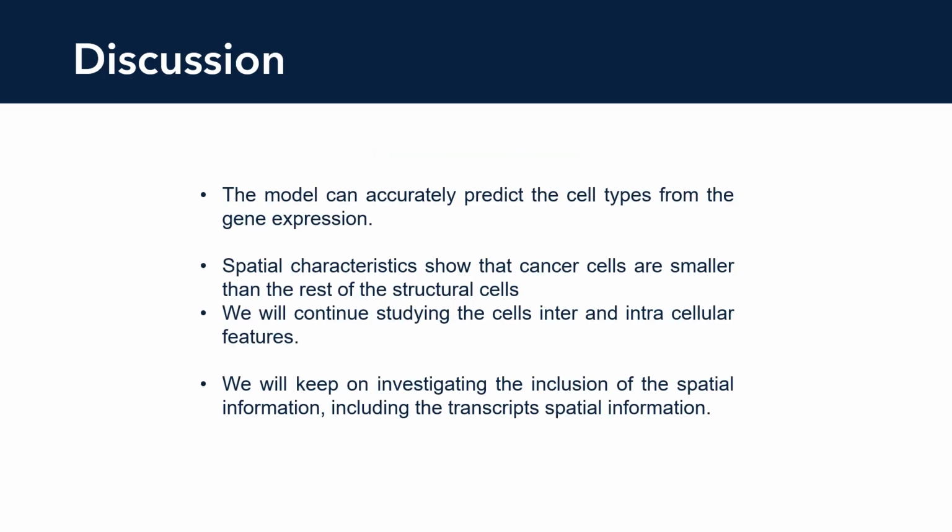So, as a discussion, our model can accurately predict the cell types from the gene expression. Spatial characteristics show that cancer cells are smaller than the rest of the cells. We will continue studying the cells and their inter and intracellular features. And finally, we'll keep investigating the inclusion of the spatial information. In this case, what we're working on right now is including the transcripts' spatial information.